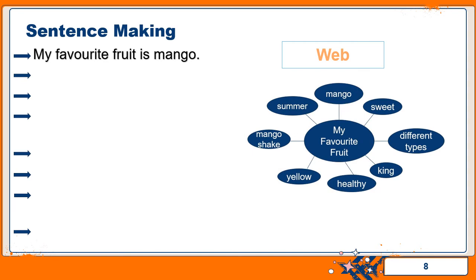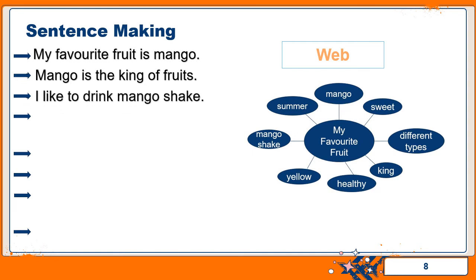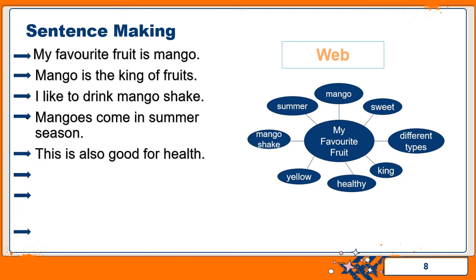The next word that I can see is king. So I will say, mango is the king of fruits. Then mango shake. I like to drink mango shake. In which season they come? Summer. So the sentence will be, mangoes come in summer season. The next word that I see on the web picture is healthy. I am going to make the sentence like this. This is also good for health. We can also say that it is a healthy food, but I will like to make the sentence by using the word health.